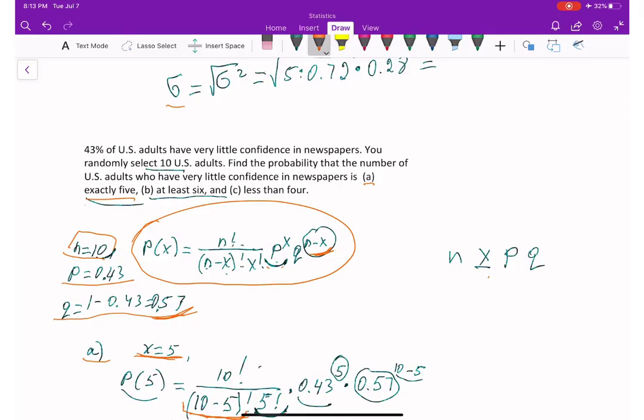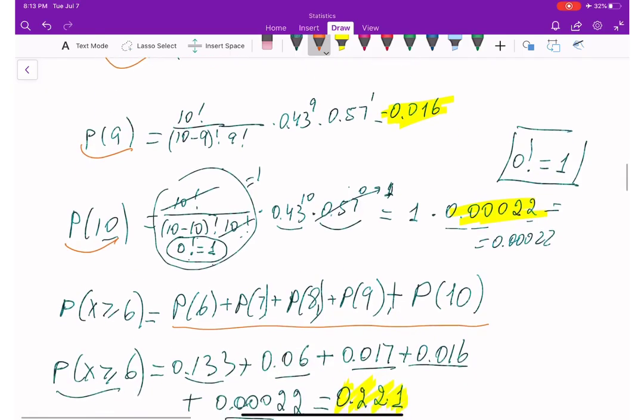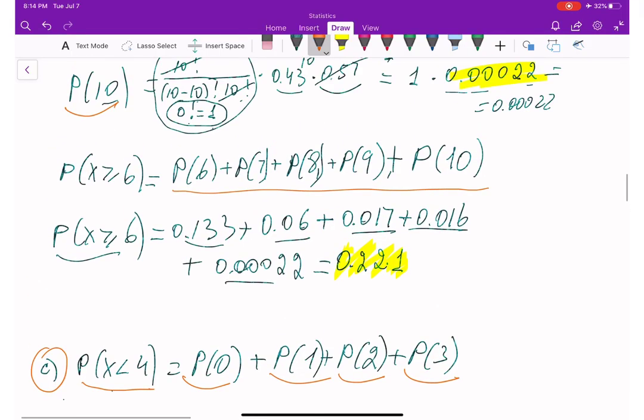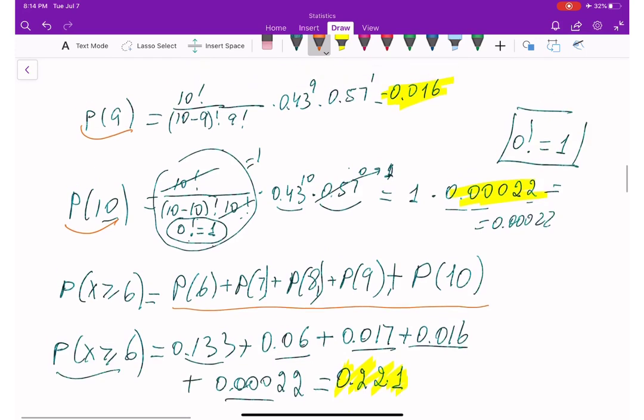Question C, find the probability that the number of US adults who have very little confidence in newspapers is less than 4. Probability of x less than 4. Less than 4 means 4 is not included. Probability of 0, probability of 1, probability of 2, probability of 3, and then you add them up. How are you going to do 0? Exactly the same way we did here. Let me write down 0, and the rest you can do for 1, 2, 3, because it's the same calculation we did here.